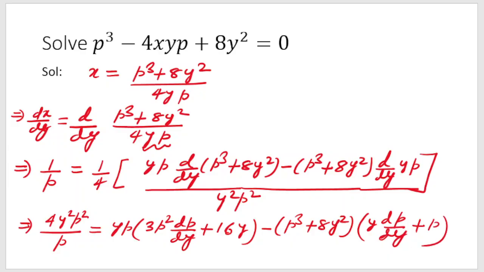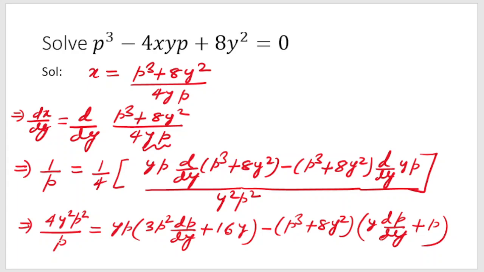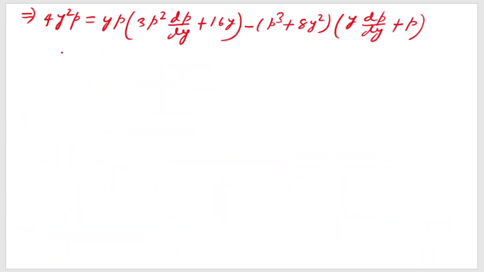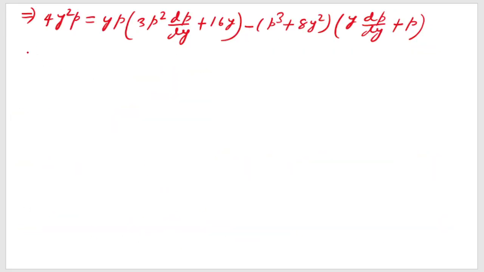So what I am going to do, I am going to copy everything to the next page so that it is easier for us to see. So just give me a moment. I have copied all the terms from the previous page. Here you can see 4y square p square, so p and p will cancel. I will get 4y square p here, and all the other terms like yp into this minus this I have copied here. Now I have to do the simplification.